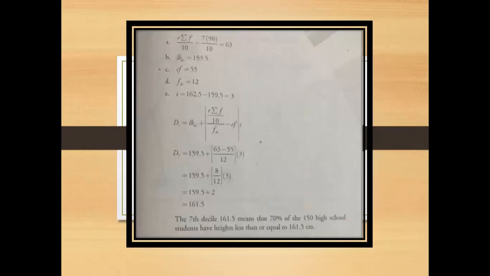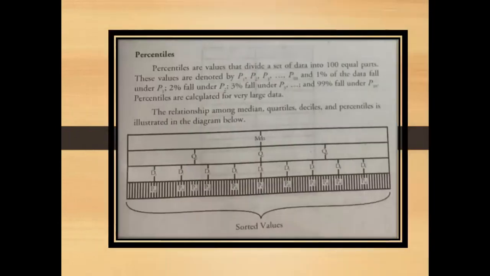So yun class ang ating examples for deciles. Ngayon, proceed na tayo sa percentiles. Percentiles are values that divide a set of data into 100 equal parts. So yan, P sub 1 and so on.